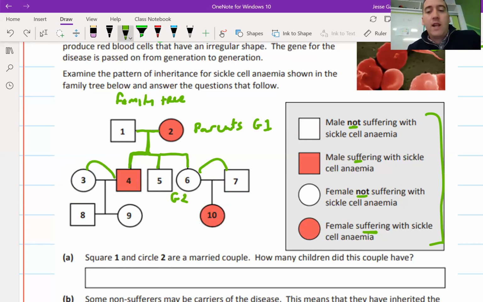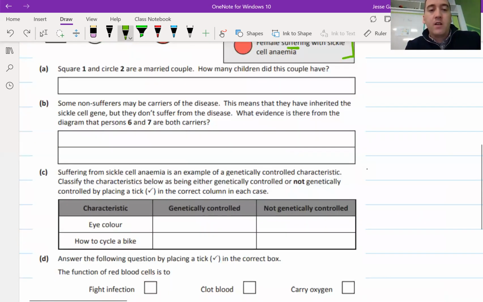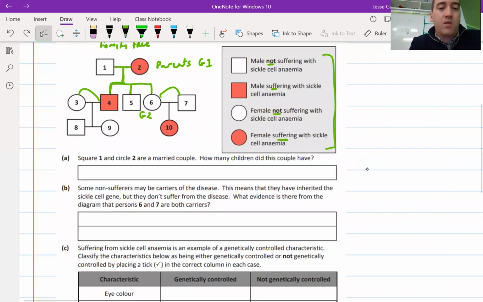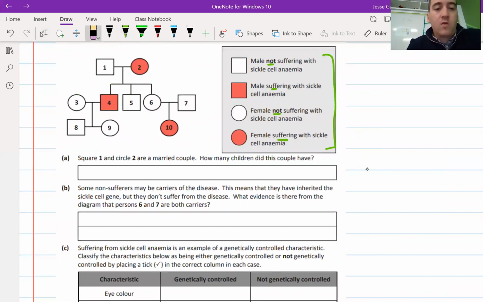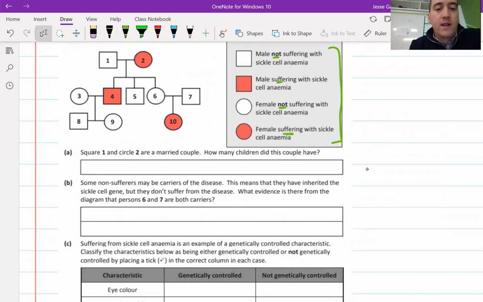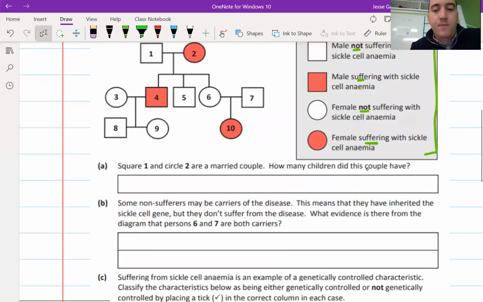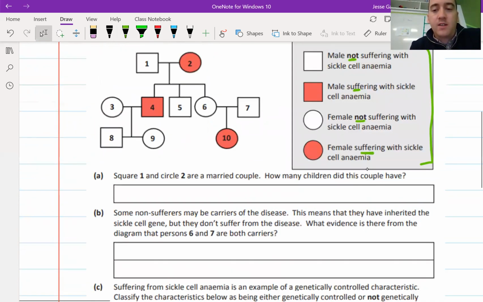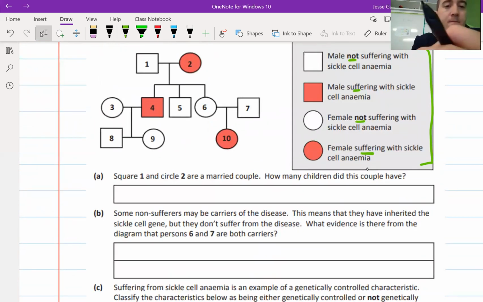So let's go and look at the questions on this now. I'm going to have to zoom out. I'm going to rub out the green so you don't have all that help in there. This is a family tree. So look what it says here. It says square 1 and circle 2 are a married couple. How many children did this couple have? So, children.